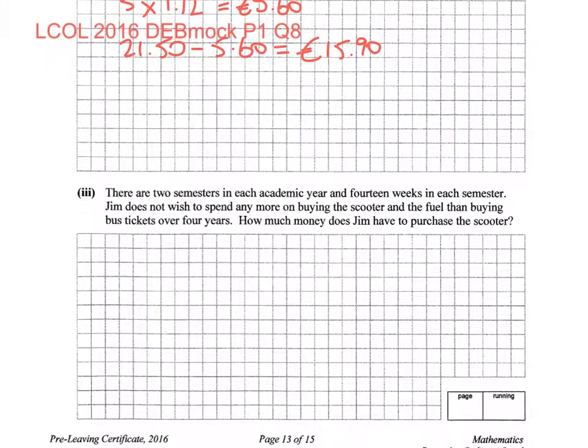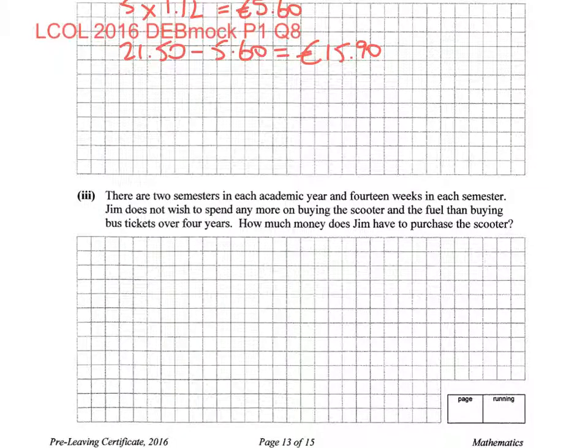Finally, he wants to consider this option of the scooter compared to the bus tickets. So there's 2 ways of going about this. The long way around is to say, right, okay, well, the bus tickets of €21.50 for 14 weeks per semester, which is 2 of them, and that's for 4 years. That gives us a total cost taking the bus of 2,408.